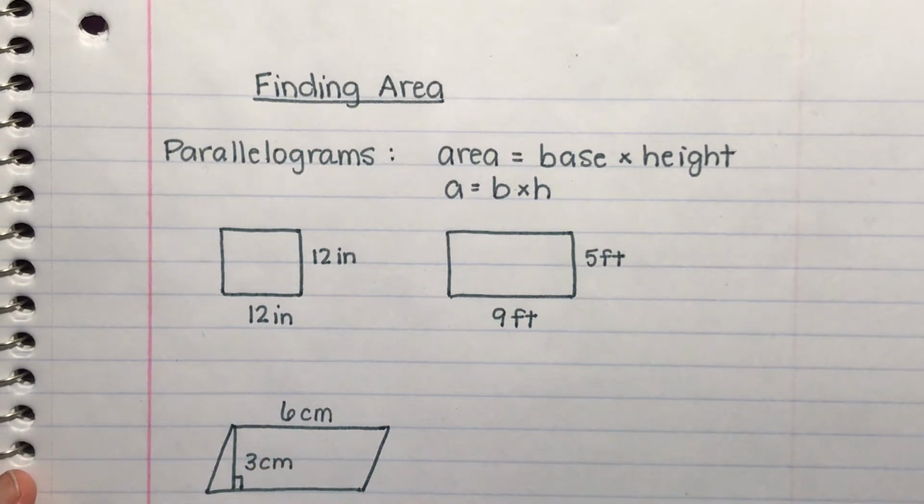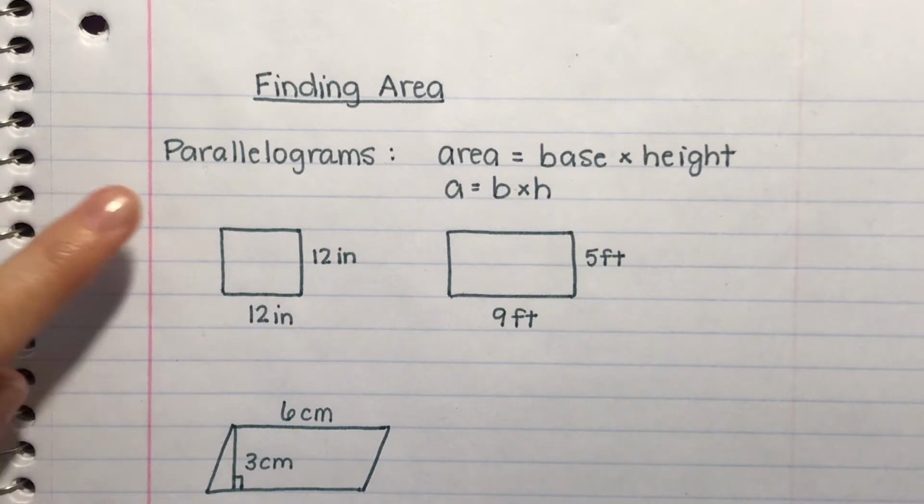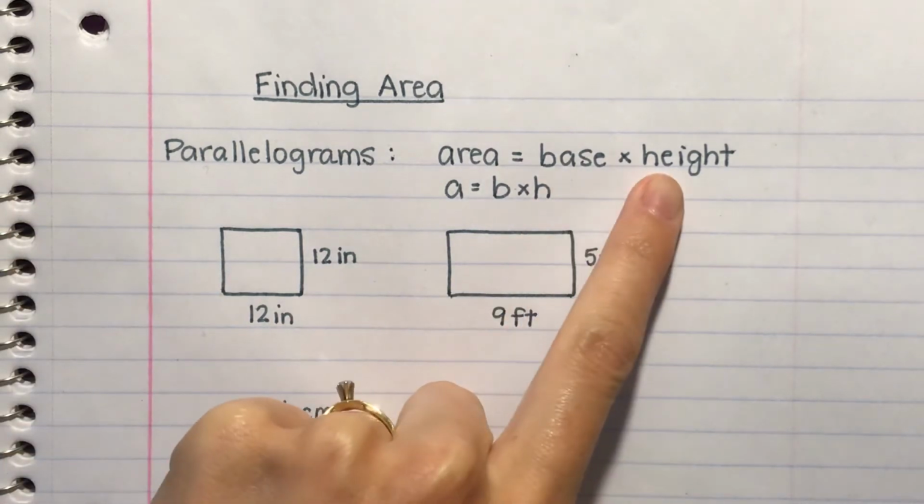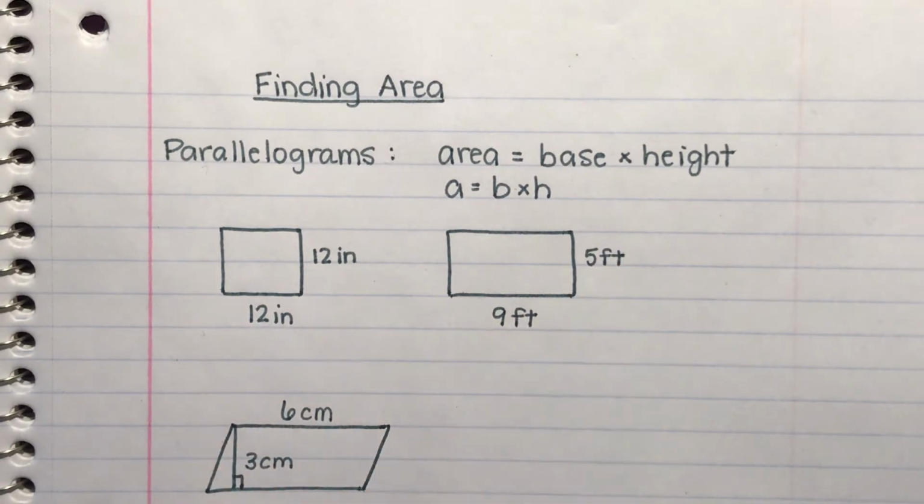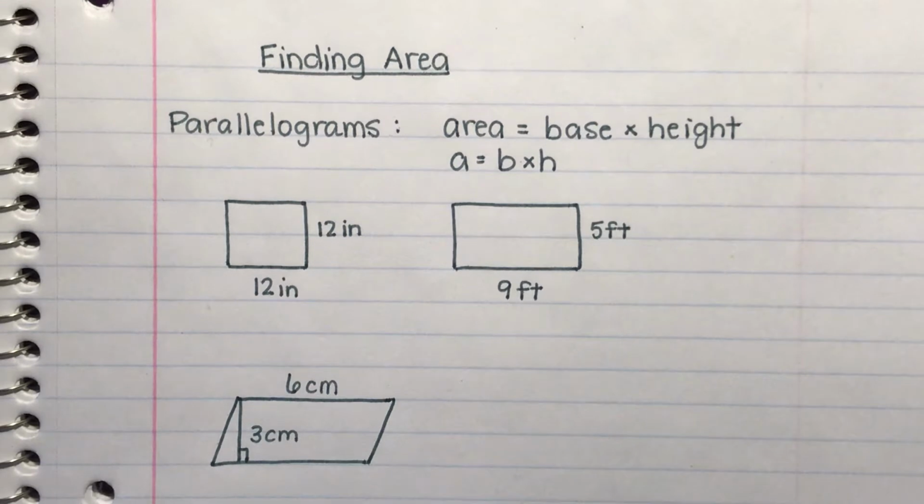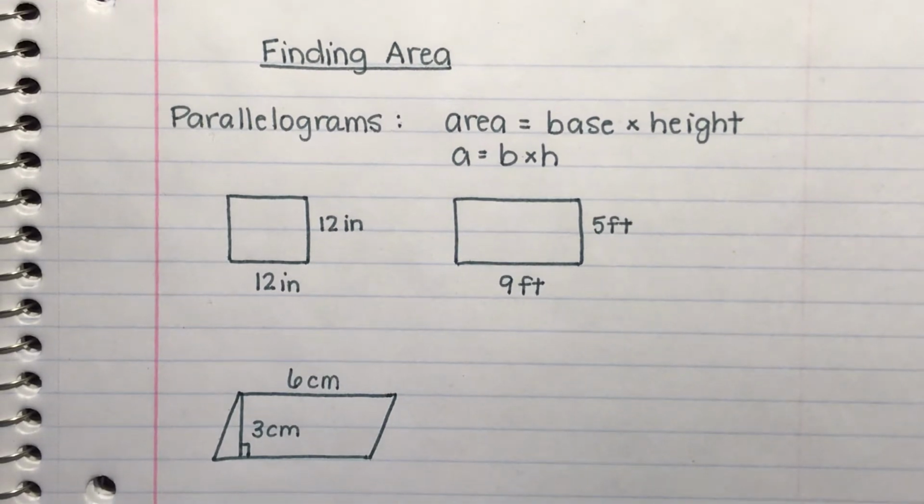All right, the basic formula for finding the area of a parallelogram is base times height. So base means the bottom, height means how tall it is. All right, so let's go through some of these.